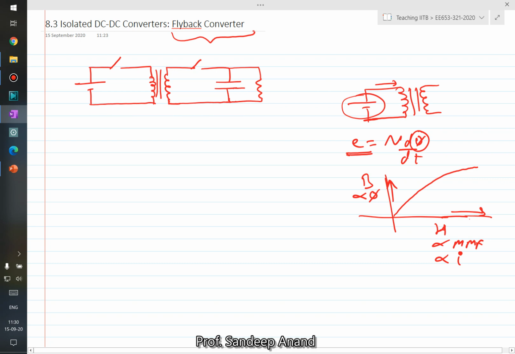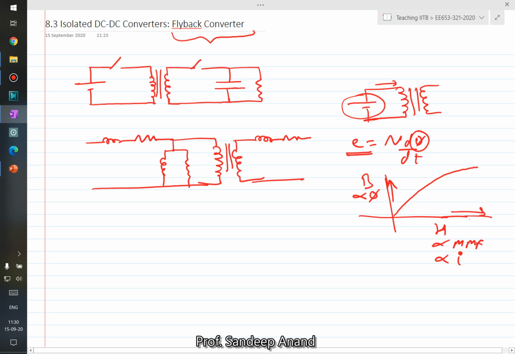Now, before going into that, the transformer which I have drawn is an actual transformer. If you see the complete circuit of the transformer, this is how it looks. This is the equivalent circuit of the transformer, with this one being the ideal transformer, and the full thing is the equivalent circuit of an actual transformer.